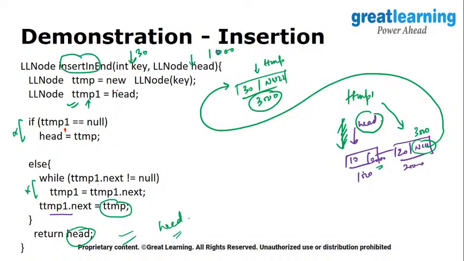Cool, done. Is this thing clear? Quickly, there are 53 participants. I want a yes from each and every one of you. Is this thing clear?